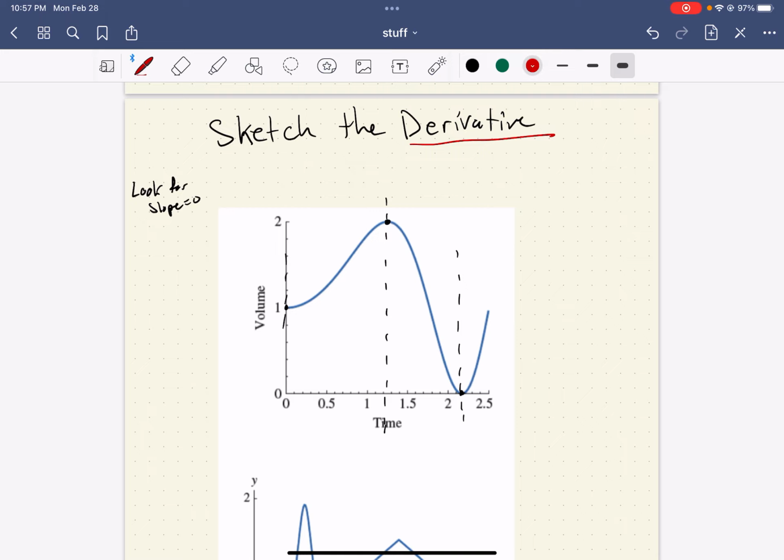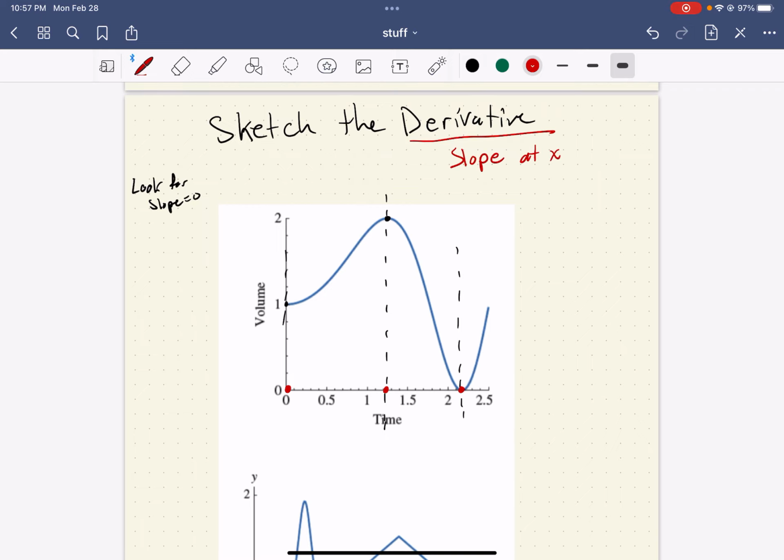So at those x values, the slope looks like it's 0. So the y value that I put down is going to have 0 at those x values because in red, I'm graphing the slope at x.